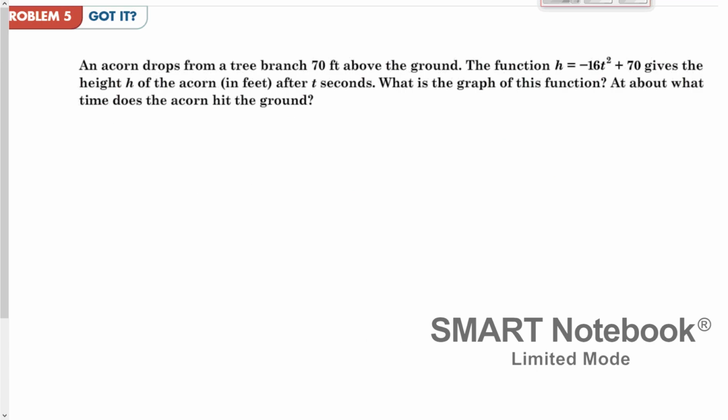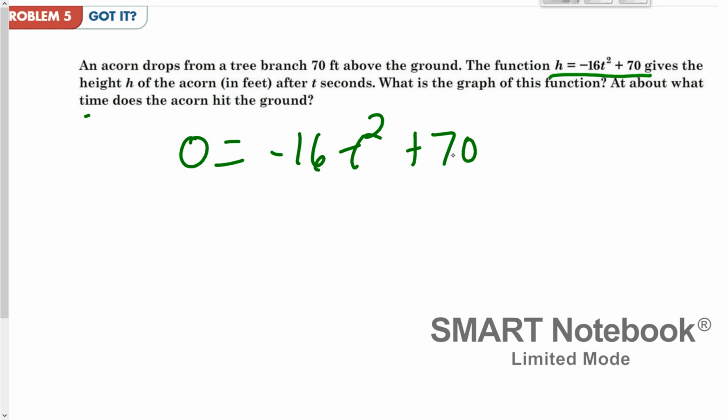Okay, go ahead and try this problem on your own. It's the exact same as the other one. So if you have to, rewind it and use that other example. So we're going to draw the graph of this, and then we're going to put in 0 for h, and solve for t. Okay, and you can use decimals.